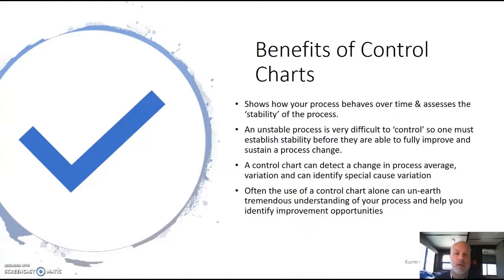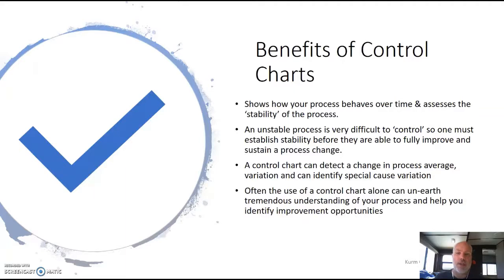So some of the benefits of the control charts should be pretty obvious. Control charts basically show your process behavior over time, and they assess the stability of the process, like I mentioned, right? Because it's very, very difficult to control an unstable process. In fact, it could be almost impossible to control an unstable process. And so, before you can actually meaningfully improve a business process, you have to bring stability to it. Okay.